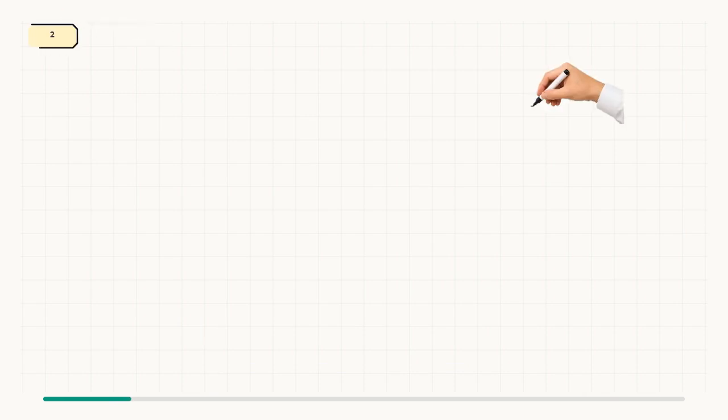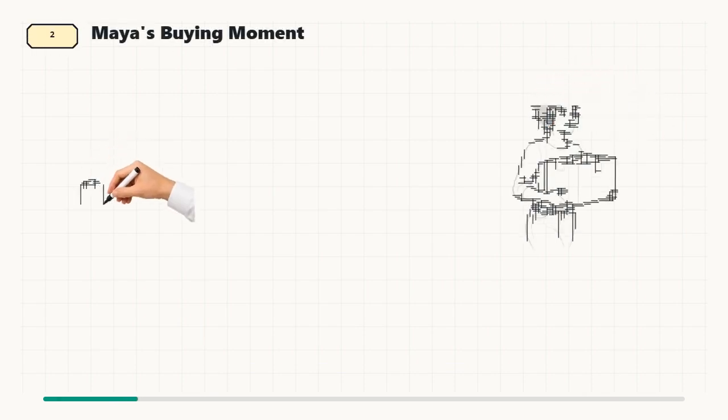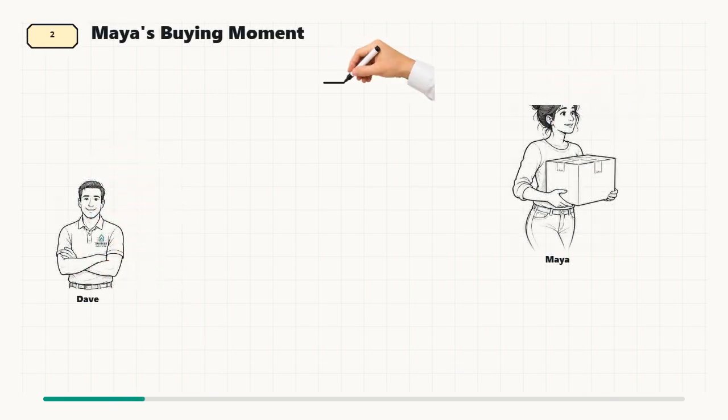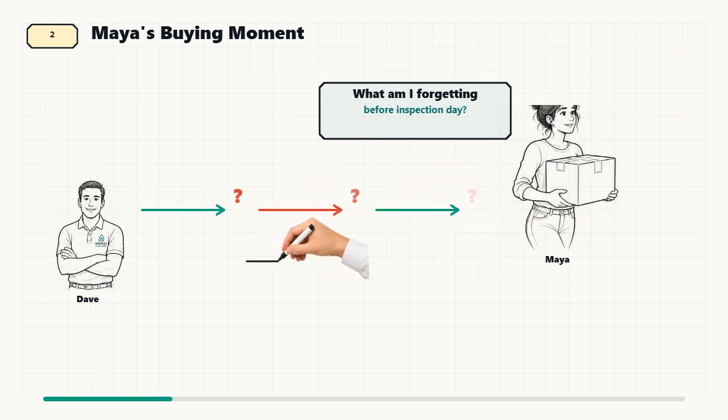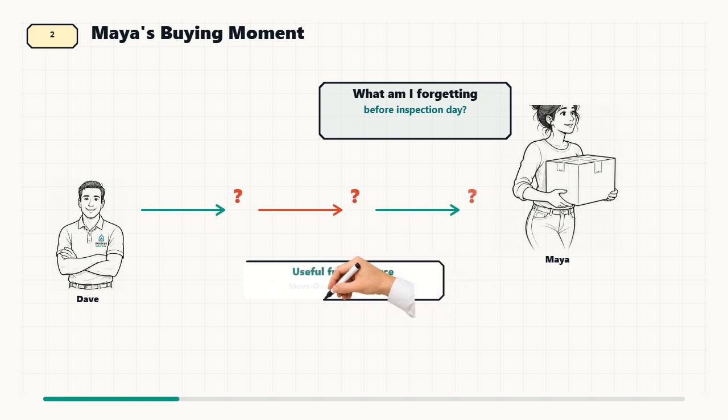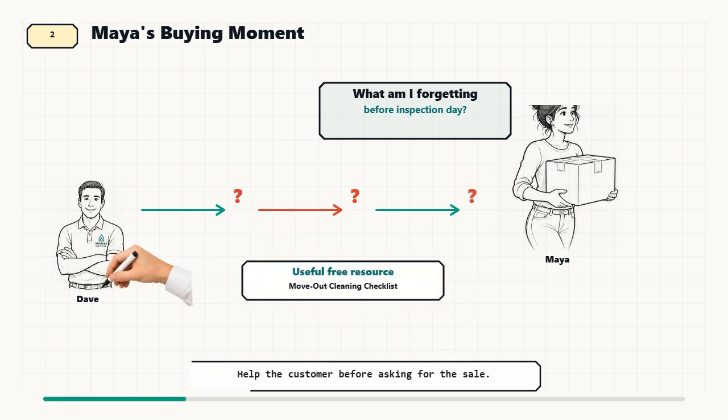Now meet Maya. Maya is moving out of her apartment and she wants her deposit back. She is not thinking, "I need a funnel." She is thinking, "What am I forgetting before inspection day?" That is Dave's opening. If Dave helps Maya with that problem first, he earns her attention. So the funnel starts with one useful free resource.